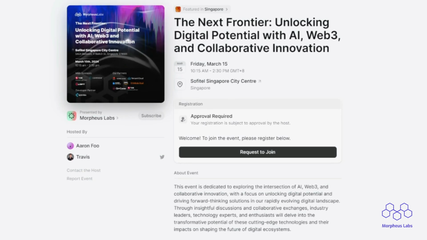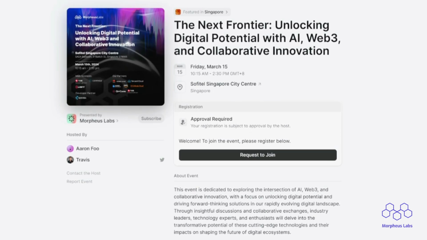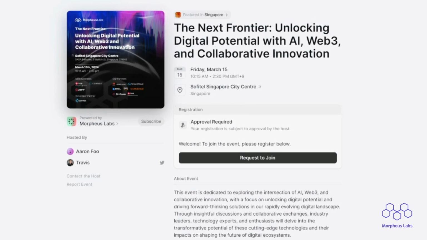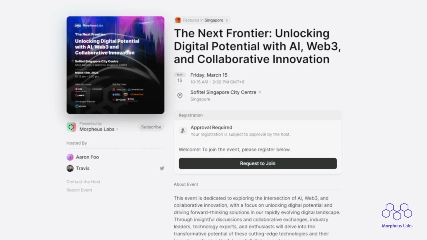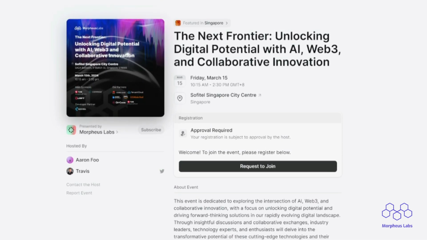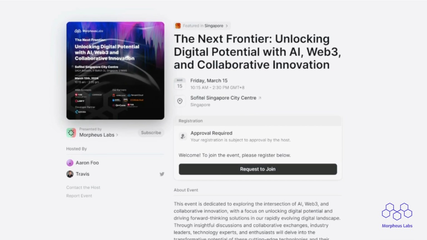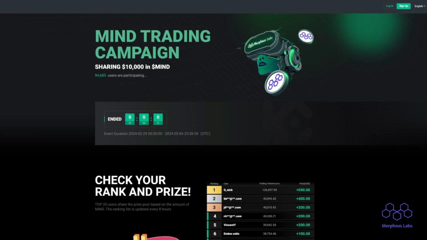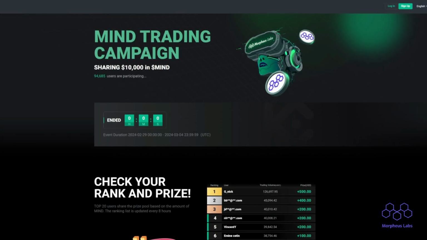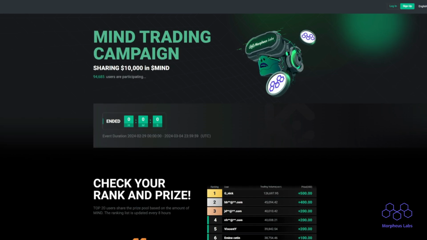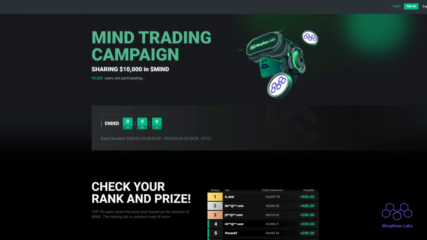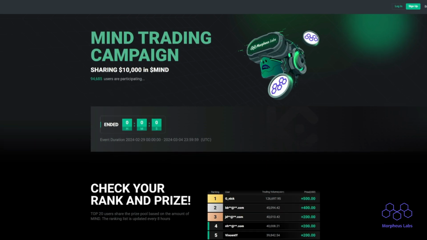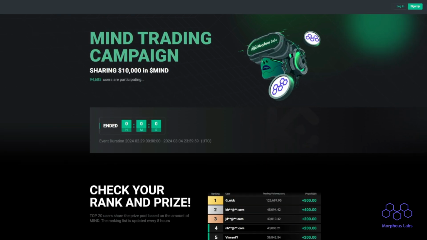But this is an event dedicated to exploring the intersection of AI, Web3, and collaborative innovation. And its focus is on, as per the title, unlocking digital potential and driving forward-thinking solutions in our rapidly evolving digital landscape. And then on KuCoin, there's a big trading event that just finished where you could earn a slice of the $10,000 in MIND, M-I-N-D. But in case you missed this one, there's no need to worry because this is a recurring event, which means you will get another chance.